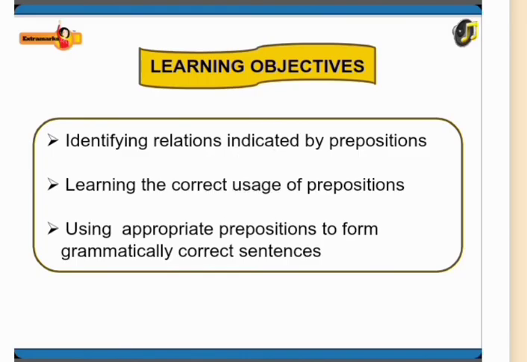Learning Objectives. By the end of this module, the students shall be able to identify the kinds of relations indicated by prepositions and their uses. The student shall also be able to use appropriate prepositions to form grammatically correct sentences.